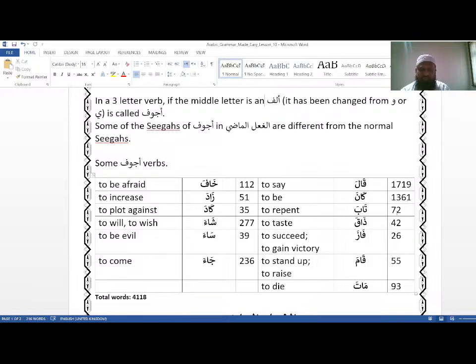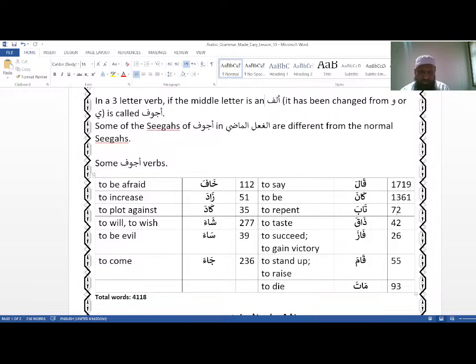So some of these fail can come from Nasara group. Some of these Ajwaf fail can come from Fatha group. Some of them will come from Daraba group. Some of them will come from Sami'a group, and some maybe not Karuma. So remember, these fails also will be in the group. Okay, so memorize these verbs.